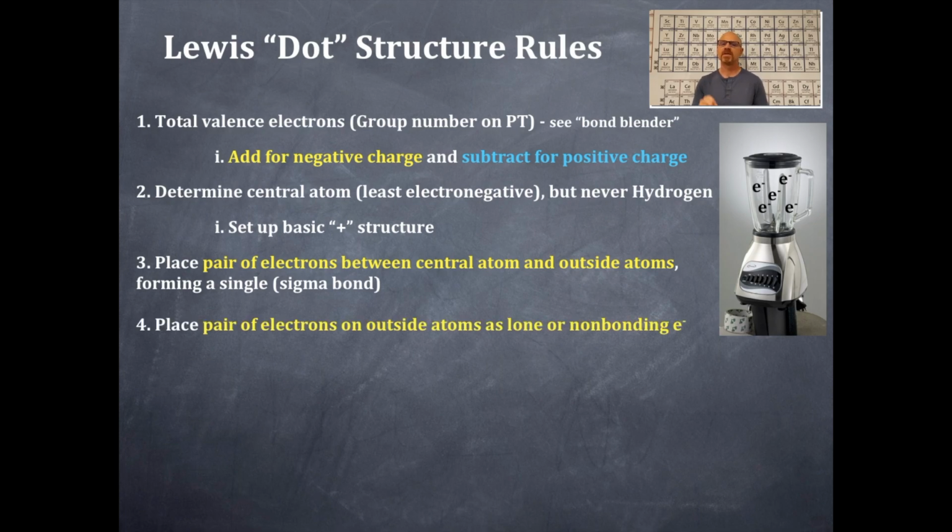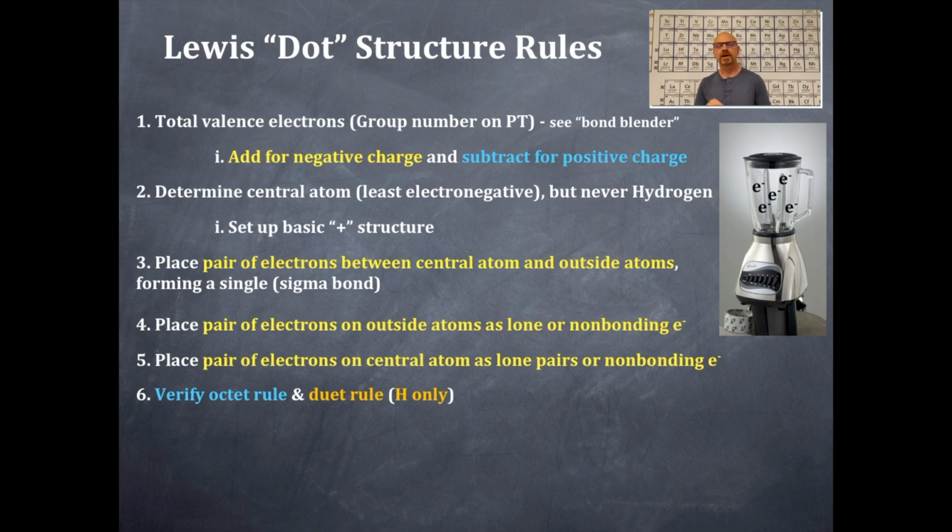Number four, our next rule is to place a pair of electrons on the outside atoms as lone pairs, and those are called non-bonding pairs of electrons. Number five, we're going to place a pair of electrons on the central atom as lone pairs of electrons, and those are also non-bonding pairs of electrons.